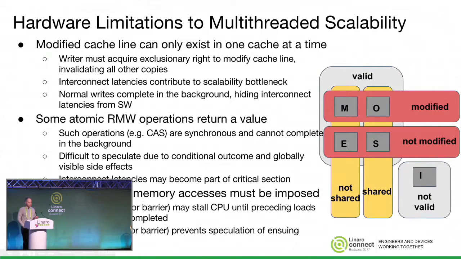There are also hardware limitations that affect multi-threaded scalability. Most of this has to do with cache coherency. All the CPUs have caches, and these caches are kept coherent. Unfortunately, if a CPU is going to update a location, that modified line can only exist in one cache at a time. When the CPU wants to write, it needs to acquire the right to modify the cache line. All other copies are then invalidated, and this CPU has the only instance of that cache line.